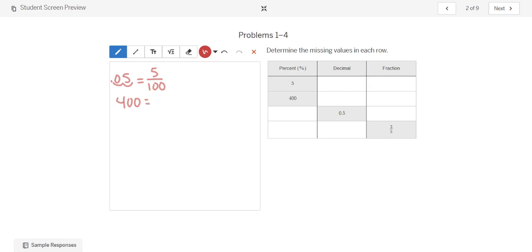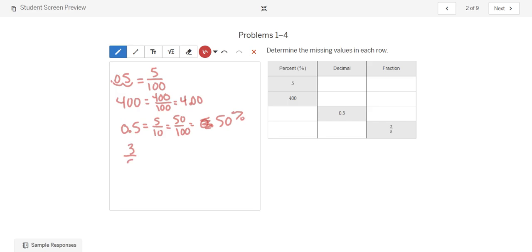400% equals 400 over 100, which is just like 4.00, like $4. To get a decimal of 0.5, that's 5 tenths, which is the same as 50 hundredths. That's the same as 50%. It's 50%.